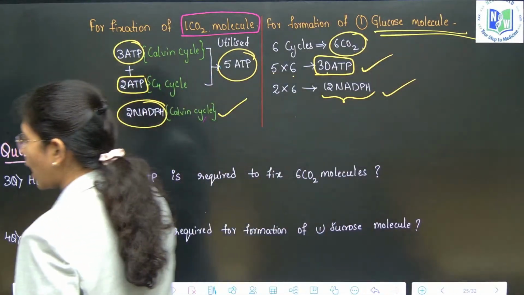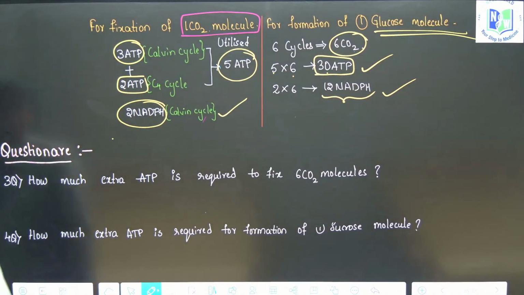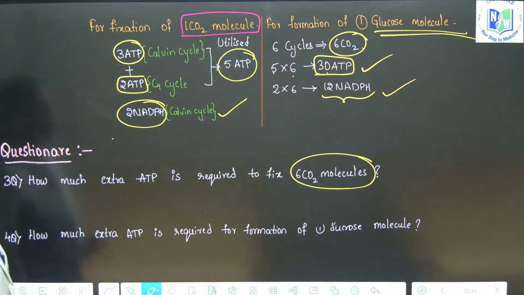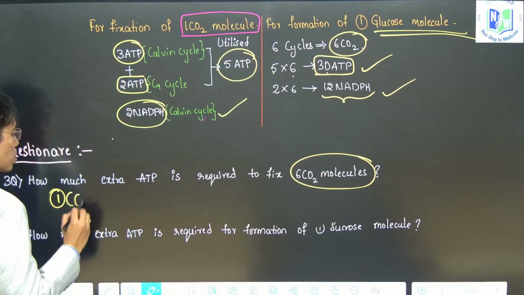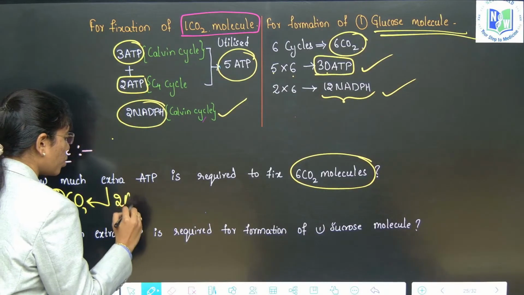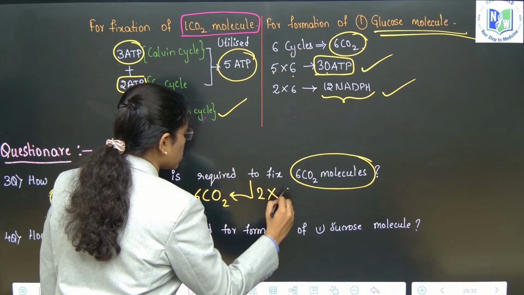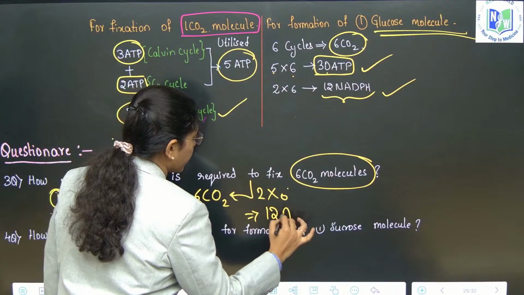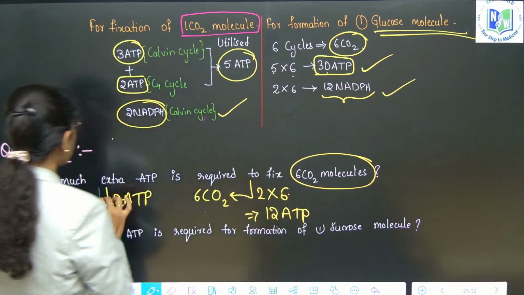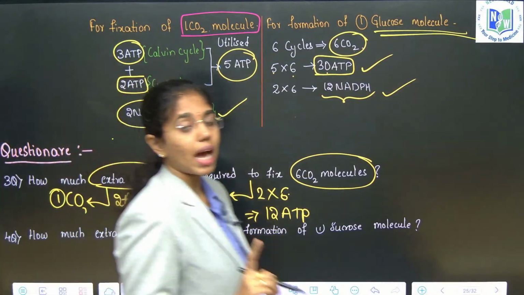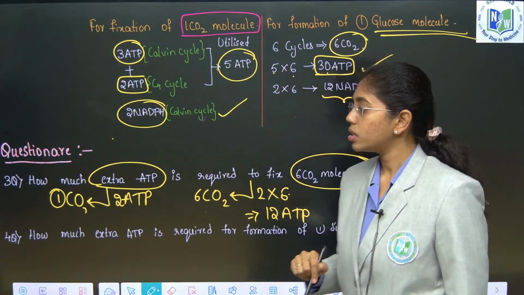Clear till here? Now a few questions on bioenergetics. How much extra ATP is required to fix 6 carbon dioxide molecules? To fix 1 carbon dioxide, the extra ATP required is 2 ATP. For 6 carbon dioxide, 2 into 6, it will be 12 ATP. Remember, analyzing the question is important. Here he didn't ask for total ATP, he just asked for extra ATP required for the C4 cycle.